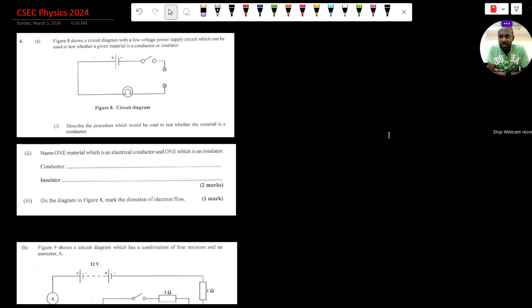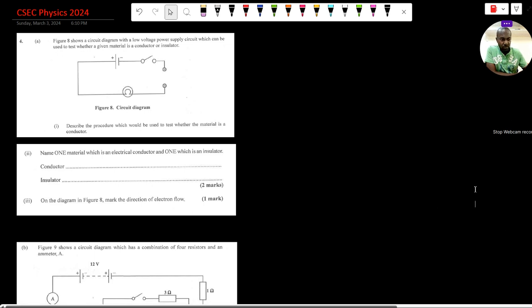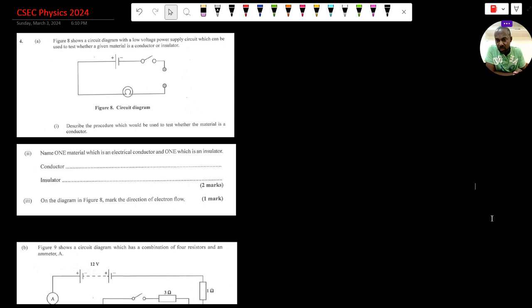So, part A of question 4 says, Figure 8 shows a circuit diagram with a low voltage power supply circuit which can be used to test whether a given material is a conductor or insulator. Describe the procedure which would be used to test whether the material is a conductor.